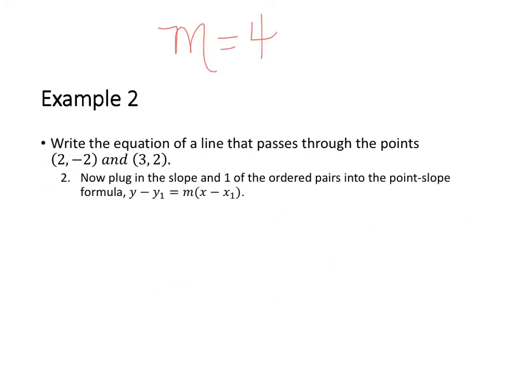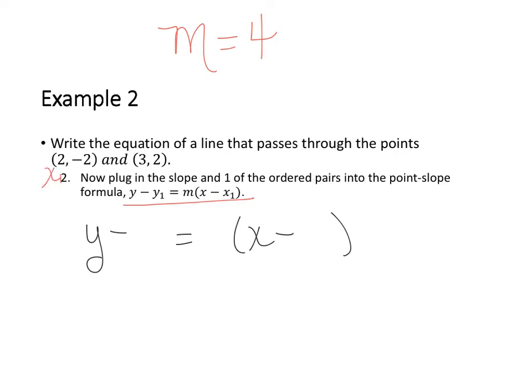Alright, now that I found my slope to be 4, I'm going to take that information and plug the slope and one of the ordered pairs into the point-slope formula. Alright, so here are the permanent parts of the point-slope formula. I always have the y minus, the equals, and the x minus in parentheses, and all I have to do is substitute my other information in.